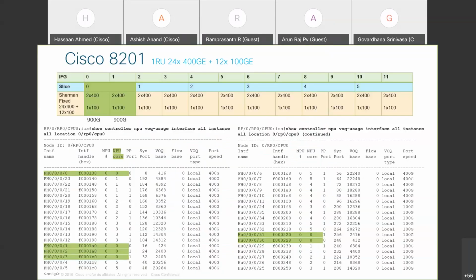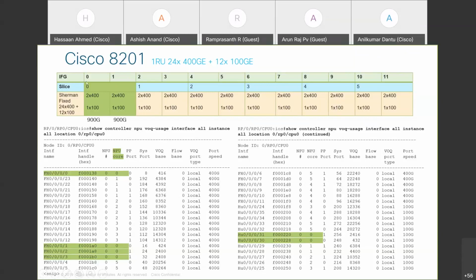Okay, and this is one sum for 8201, which has 24 400 gig ports and 12 100 gig ports. This is just explaining how the ports are assigned to interface groups, how interface groups are part of a slice, and how these slices are part of the NPU. So it just shows the hierarchy. You have your interfaces, which are part of the interface group. Then these interface groups are part of a slice, and each slice forms a whole NPU.